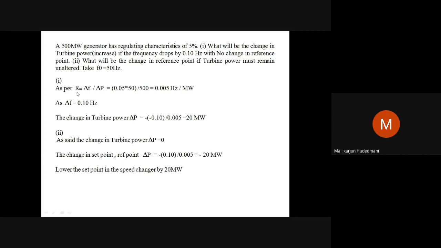As per the data given, R equals delta F by P, we know. Then delta F is 5%, divided by its capacity, so R becomes hertz per megawatt. You might ask that in this chapter, when we were working earlier, we simply took percentage. Hope many of you will be wondering here.